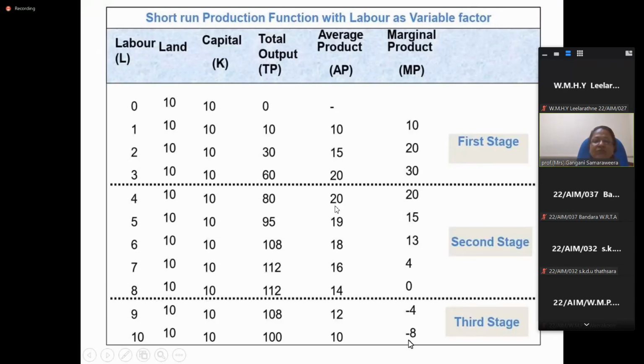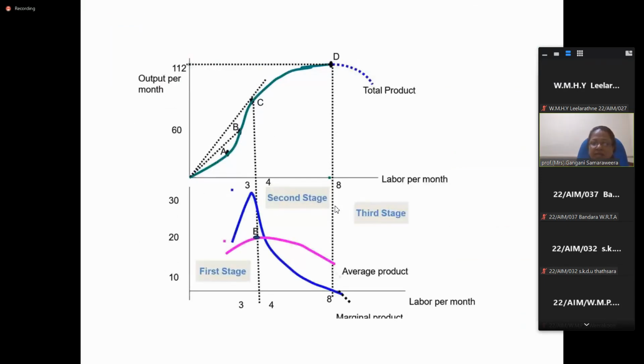So in the graph, we can show clearly like this. First stage, second stage, third stage. See, first stage, gradually increasing rate. At that time, both are increasing. Total product are increasing, marginal product, average product.